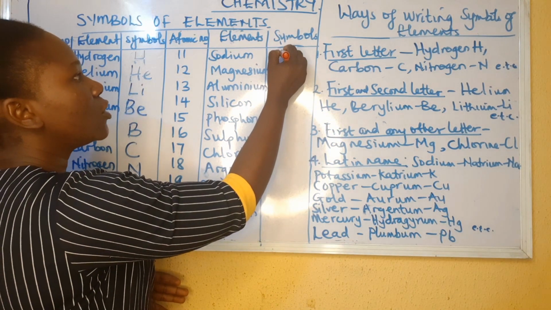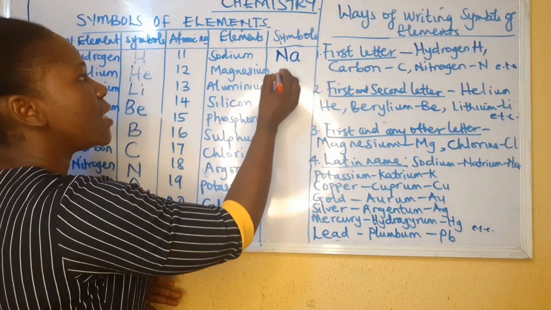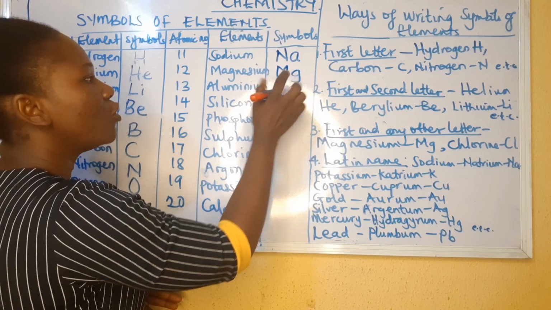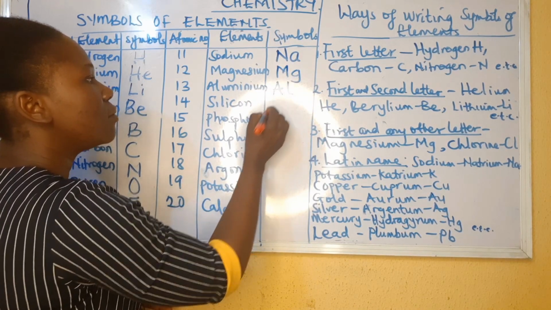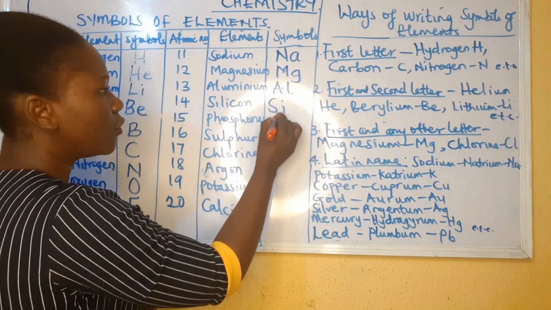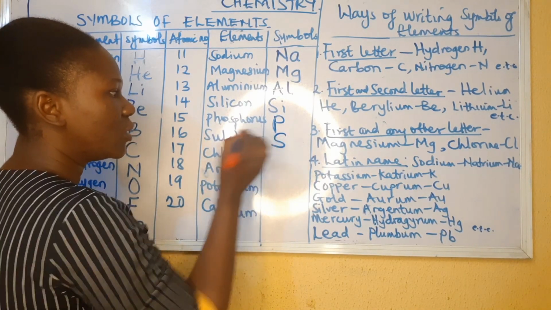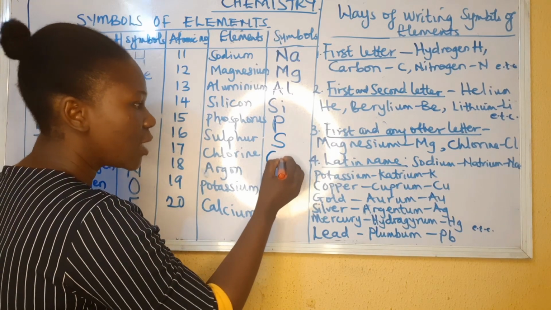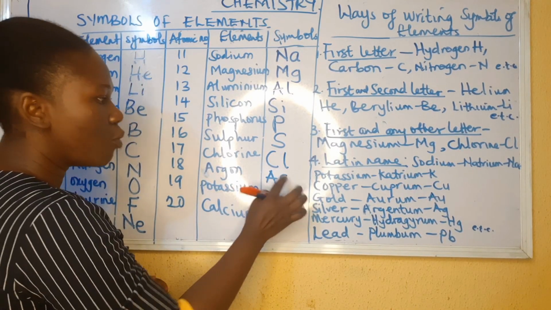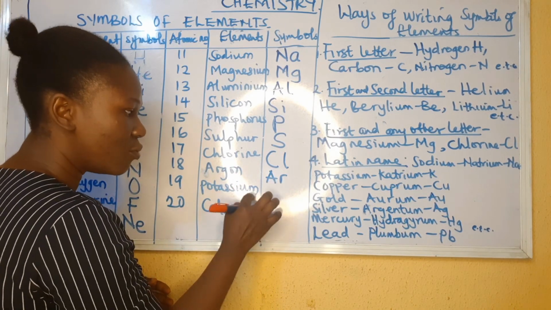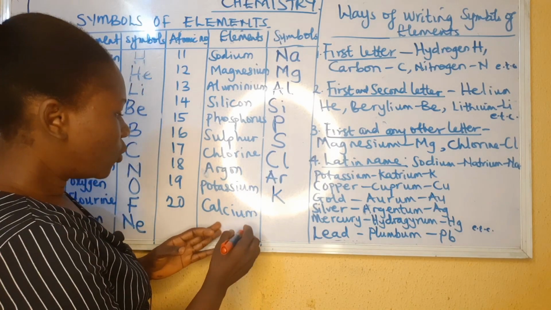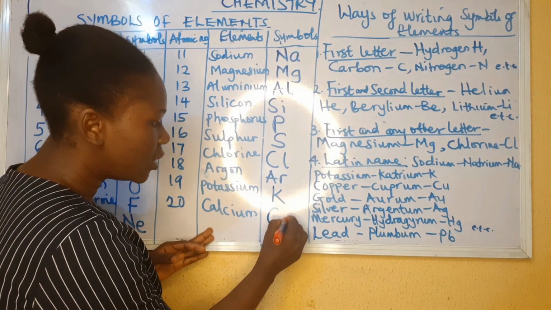So let's also look at sodium, natrium, Na, capital N, small a. Then we have magnesium, capital M, small g. Aluminium, capital A, small l. Silicon, capital S, then small i. Phosphorus, just P. Then sulfur, just S. Chlorine, C, capital, then l, small letter. Then we have argon, capital A, small r. Potassium is kalium in the Latin name and is represented as K. So the last one here is calcium, that's capital C, small a.